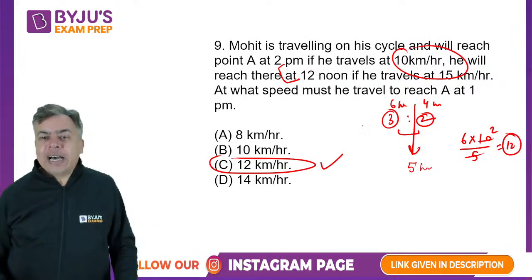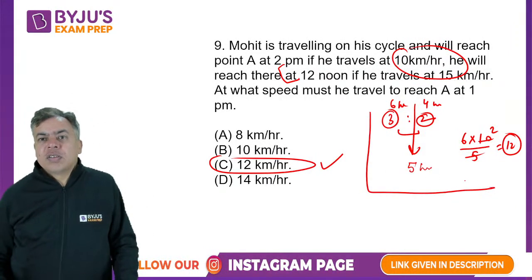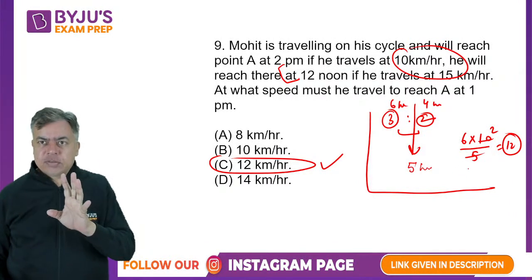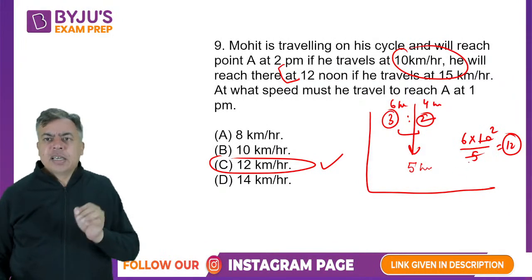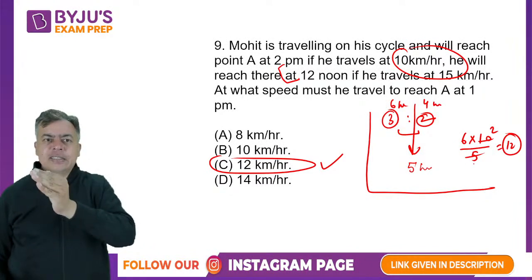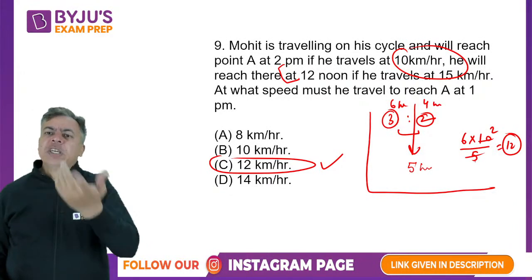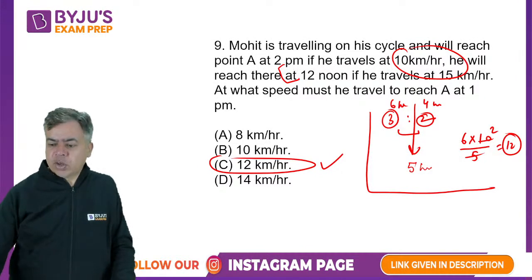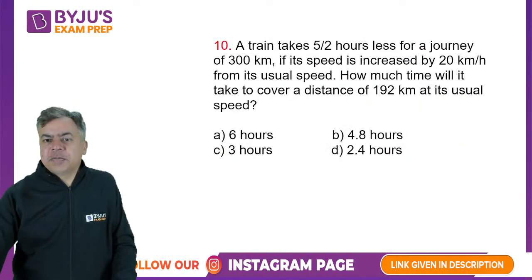Right? When you do directly also, right? When you are clear with the methods, you can do this. Otherwise, remember this, when the time taken in these cases are in AP, right, your speeds will be in HP. Okay, so let's move to the next one.